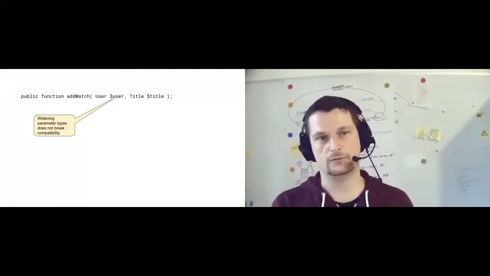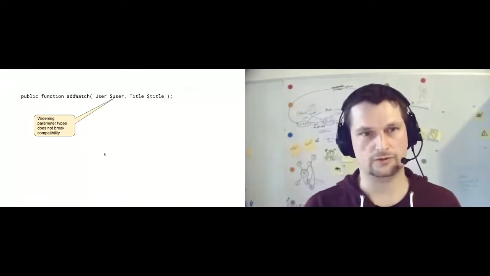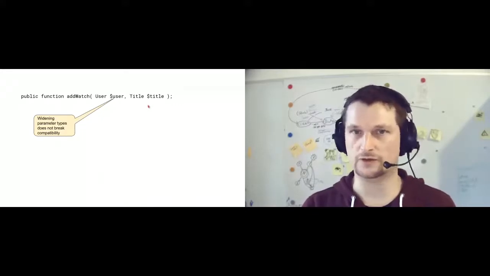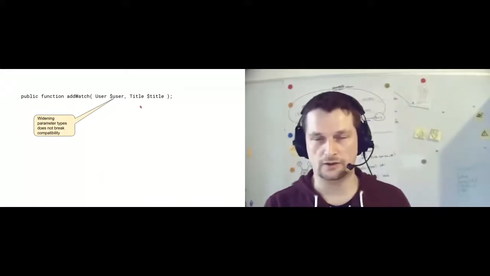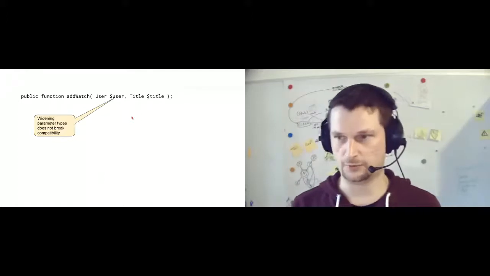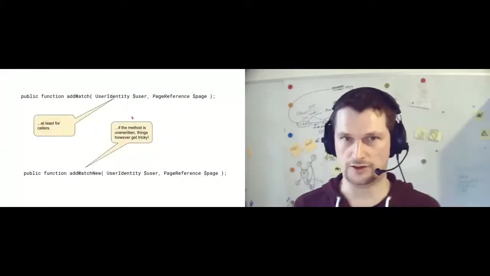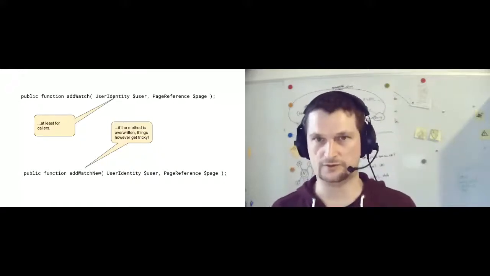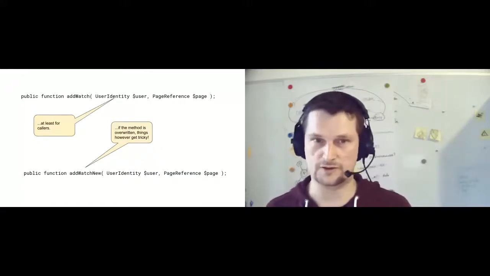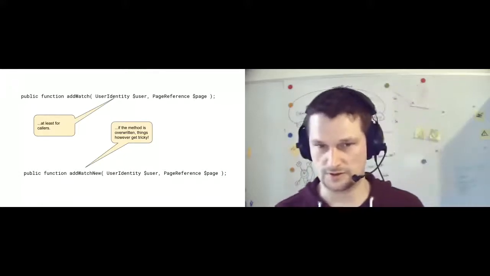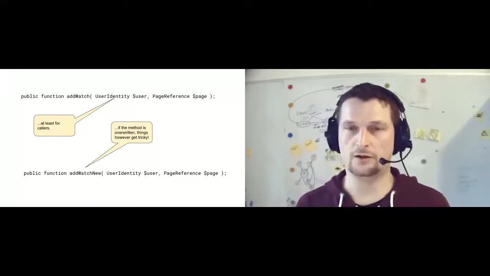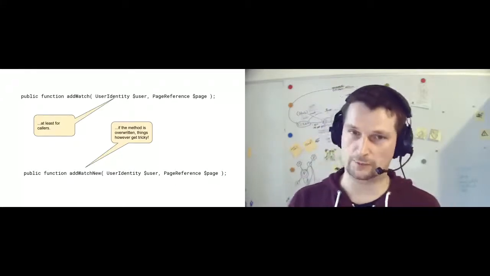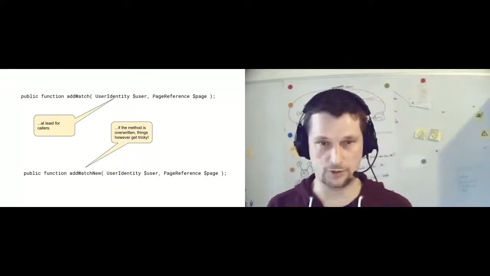So to give a few examples for this, if I have a method like addWatch that takes a user and a title, I can widen the type of these parameters without breaking callers, right? If the user class implements user identity and the title class implements page reference, then I can just change these type hints without breaking anything for callers. If anything was actually overriding this method in a subclass, things explode, right?